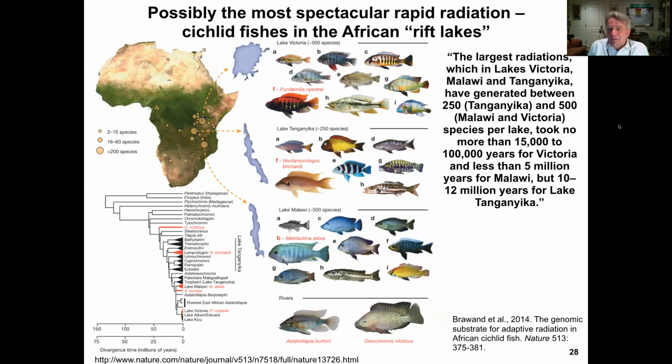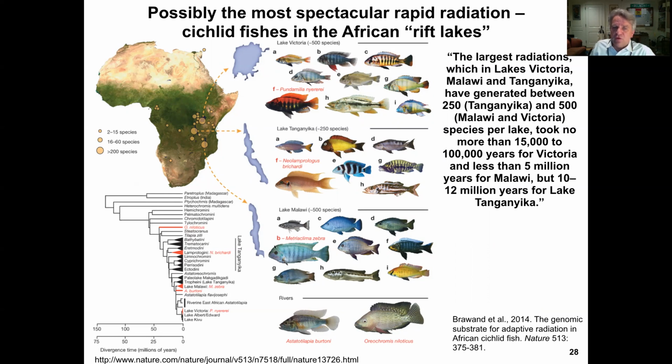Now, probably the most spectacular rapid radiation in the tree of life are the cichlid fishes in the rift lakes of Africa. These lakes are not connected to each other, but they're basins that have rivers that drain into them. These rift lakes were formed somewhere about 50 to 30 million years ago with the rifting of the East African area. The three lakes that we're going to talk about are Lake Victoria, which has 500 species, Lake Tanganyika, which has 200 species, and Lake Malawi, which has 500 species.